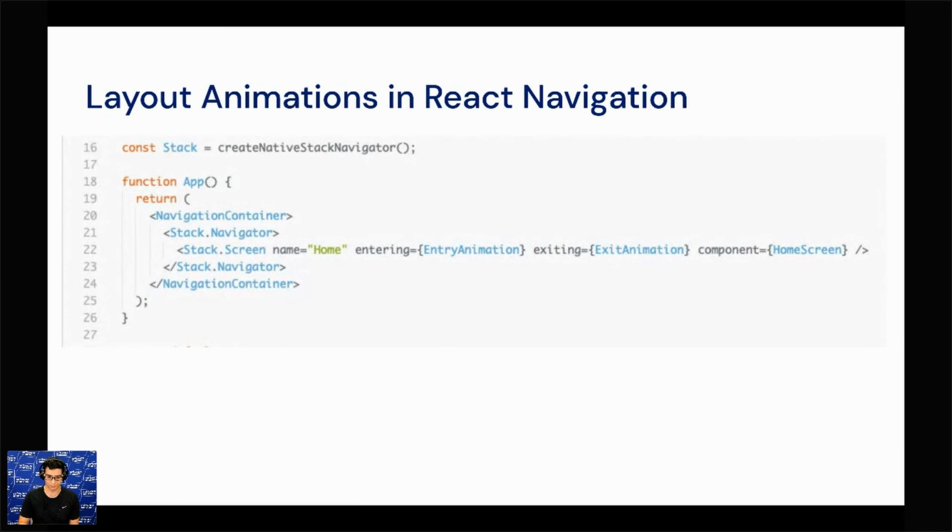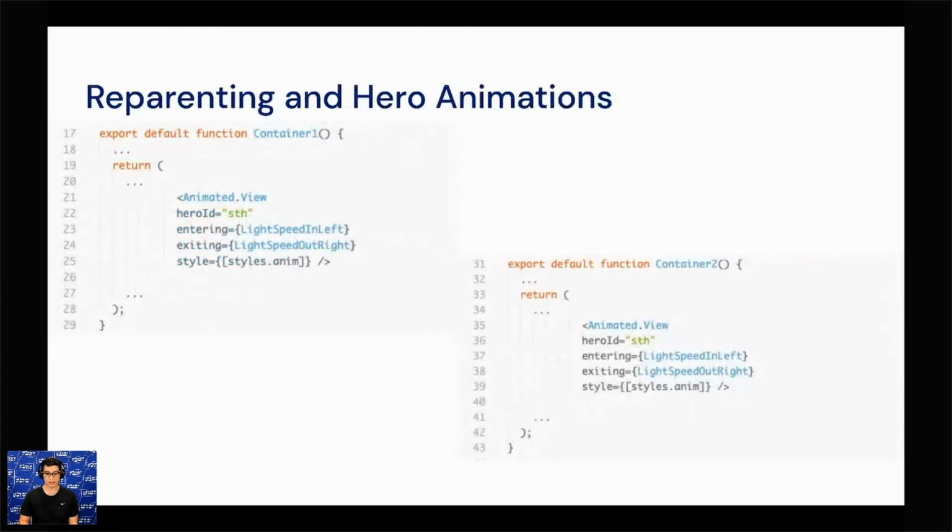The second idea is to provide the API for reparenting and hero animations. So basically, if you want to move your component between two subtrees, we want to also animate that change smoothly. So we want to match the old layout of the old component with the new layout of the new component and animate that change as if it's just a layout change of that component.